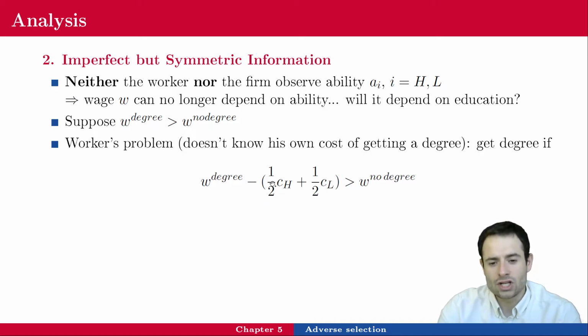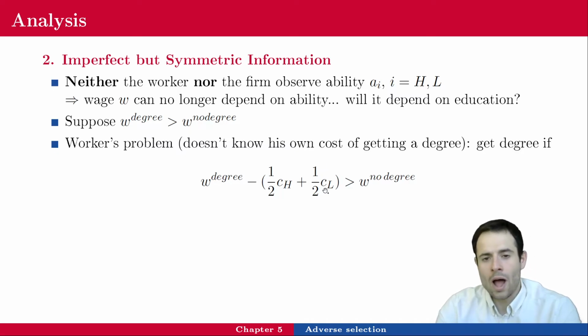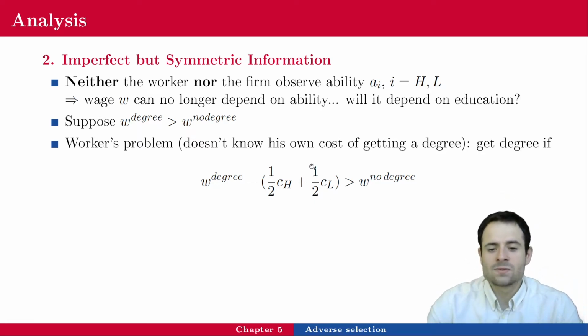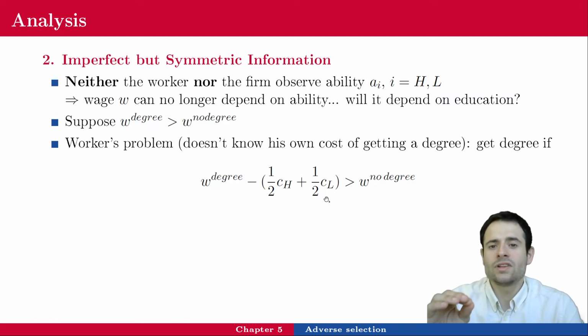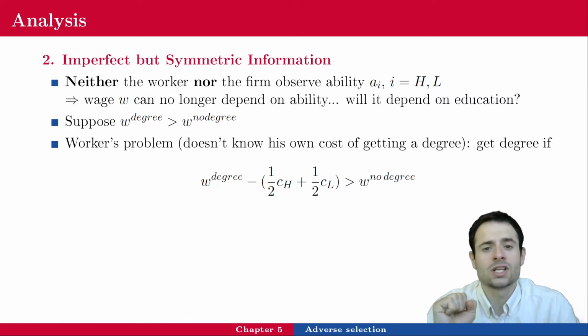So he's going to take an average. If there is a probability of 1 over 2 that he is a good worker, and a probability of 1 over 2 that he is a low ability worker, then the expected cost of getting an education will be equal to 1 half CH plus 1 half CL. Every time there is a lack of information somewhere, you have to put an expectation. That's what we do in this chapter. There have been other theories about non-expected utility and so on. This is not something I'm going to get into. It is more complicated. Let's stick to expected utility theory.